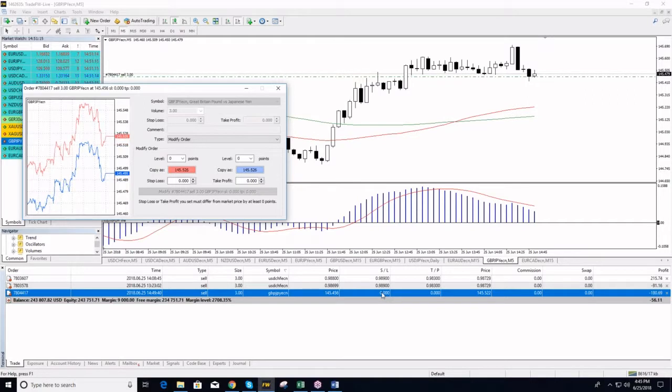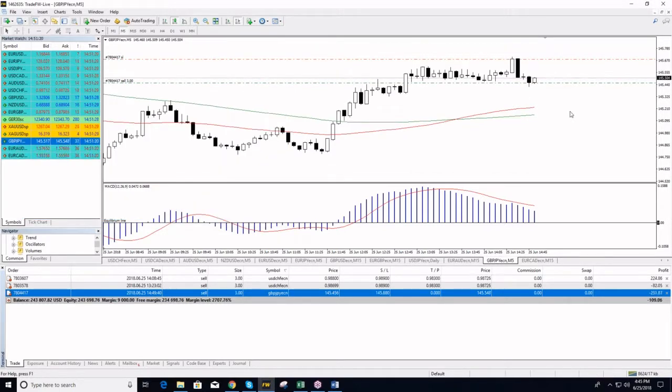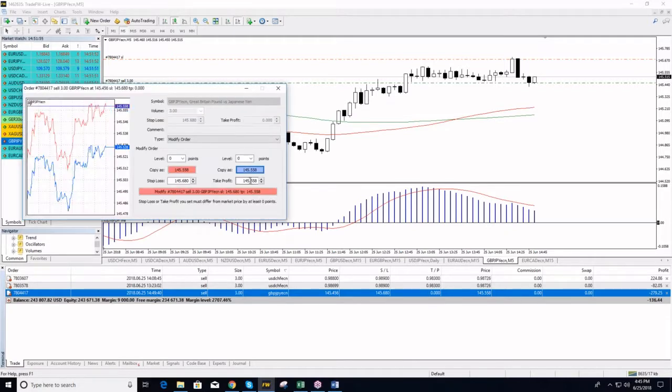It's a bit long. Let me see if I find any better one. 145.70. So 145.68 is my stop loss for the short position on pound yen. And 145.68 is my stop loss. My take profit will be 145.25. So 145.25 will be my take profit.